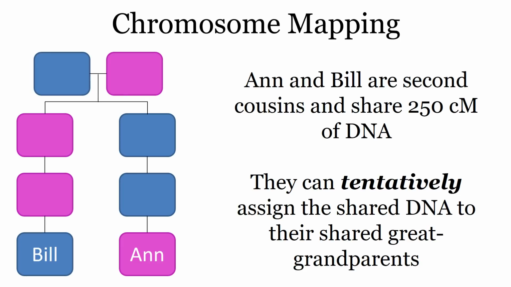Now, for example, if I were Bill, then I might assign any segments I share with Ann to my grandparent here, which would be my grandmother, my mother's mother, as you can see on this chart. If I were Ann, I might assign these segments to my grandfather, my father's father, as you can see on this chart. Because we know that the segments that Bill and Ann share must have been shared by those two grandparents, and they came from a combination of the generation before, the great-grandparents.